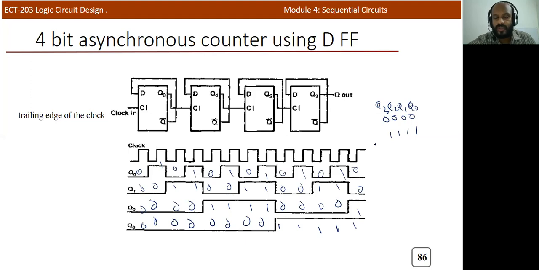So this is the general procedure to find the design of an asynchronous counter. So we discussed the JK, T and D flip-flop implementations, for the up counter and down counter.